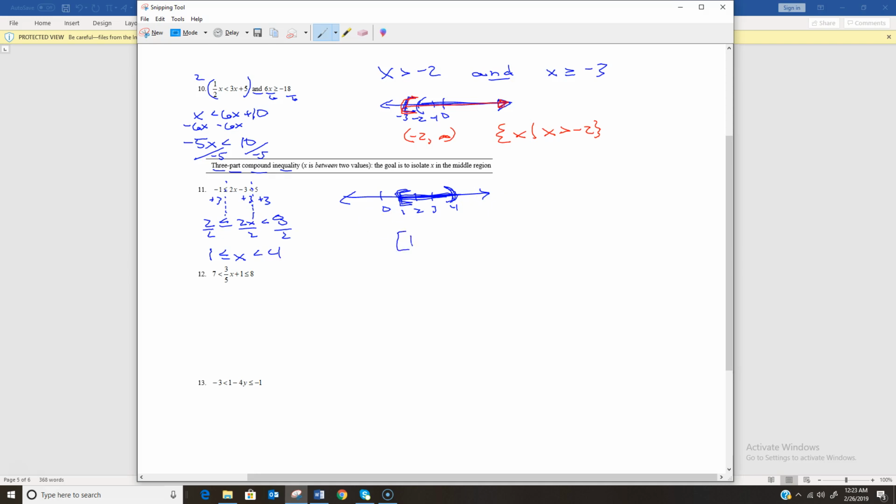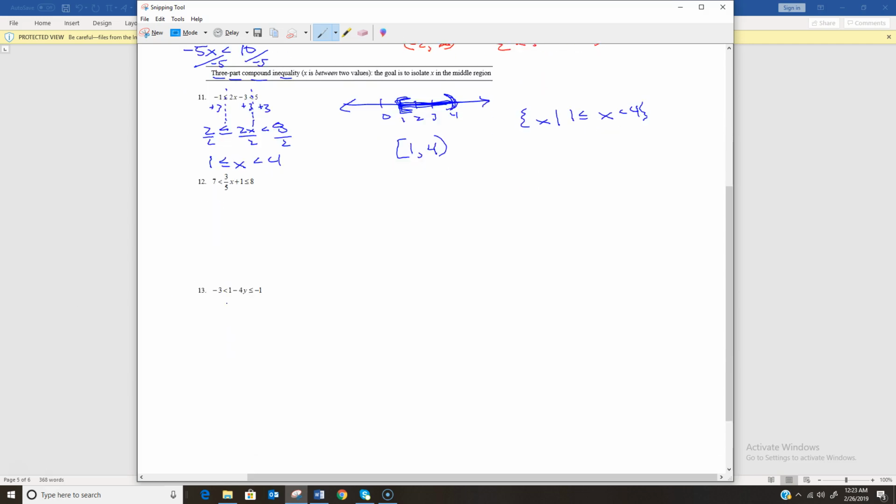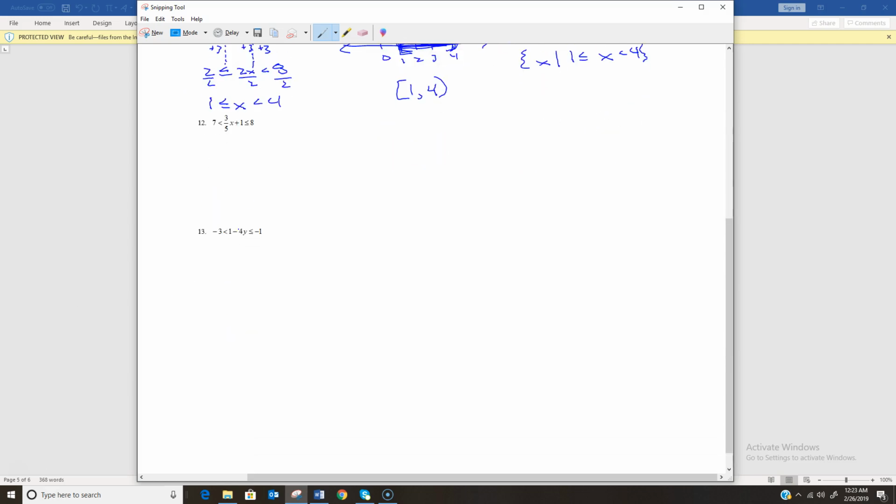Interval notation would go 1 to 4 like that. And set builder notation would just be the set of x's where 1 is less than or equal to x is less than 4. So we just put the fancy stuff around this solution. Let's go down and do this one. We'll hold off on that one just for sake of time.